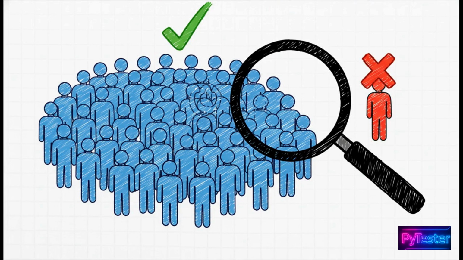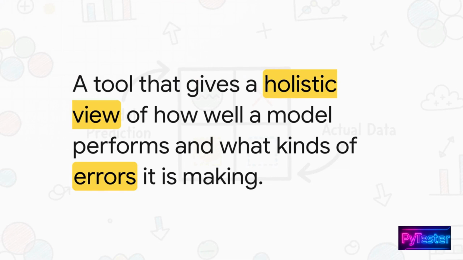Let's put this in a more serious context. Imagine a test for a rare virus. Out of 1,000 people, maybe only 10 are actually sick. Now, a lazy model could just play the odds and predict healthy for every single person. Technically, it would be 99% accurate, but it would have missed every single person who was actually sick, making it totally, completely useless. See? This is exactly why a single accuracy score can be so misleading.